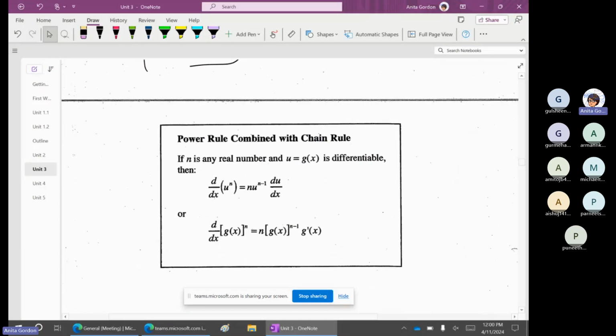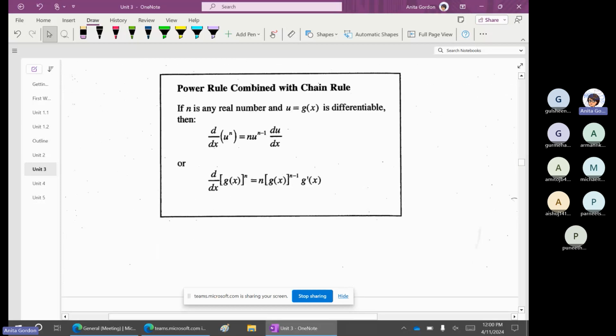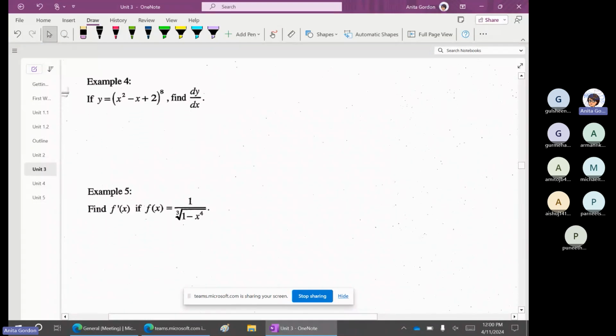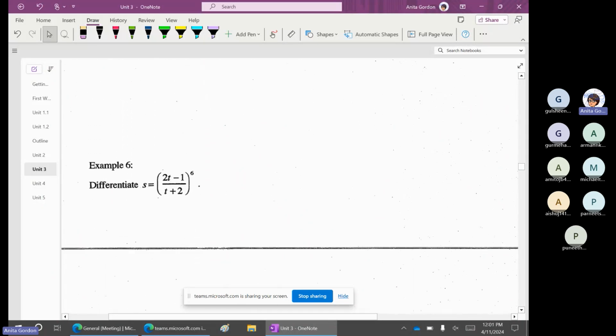Does that make sense? We have done a few examples here. We can do a few more. I might skip over some of these because I am confident you can do them. I would like to do example 6 together.